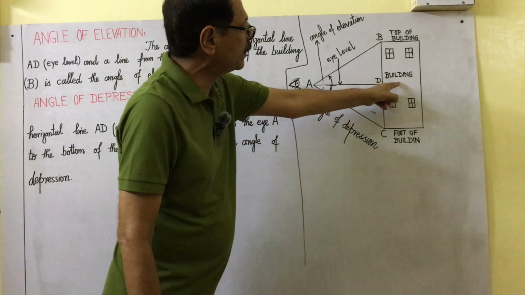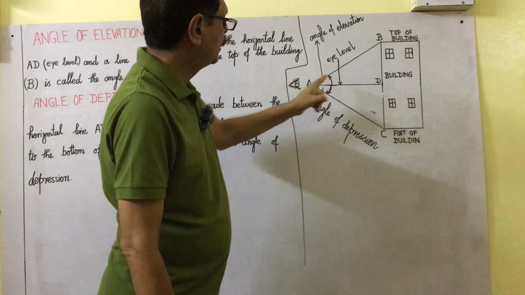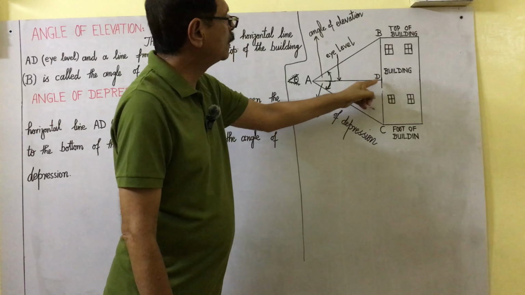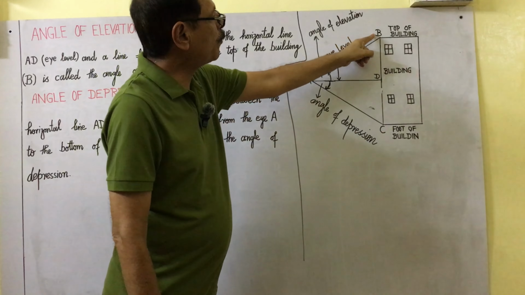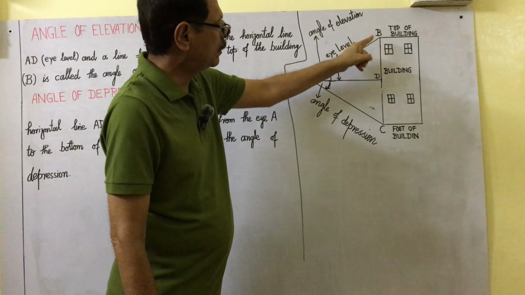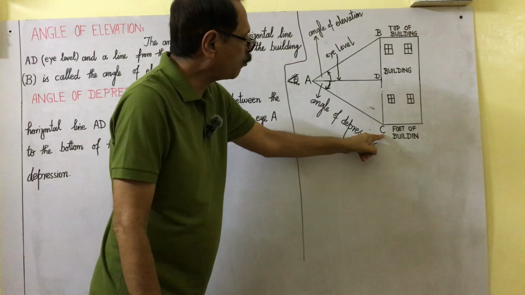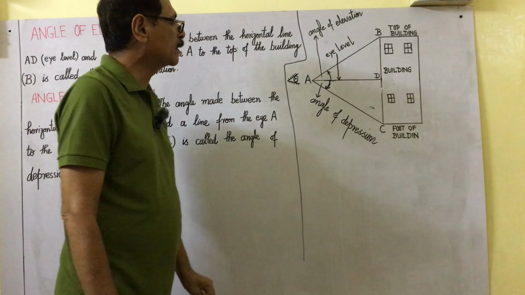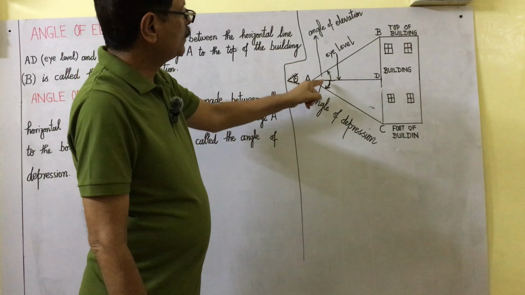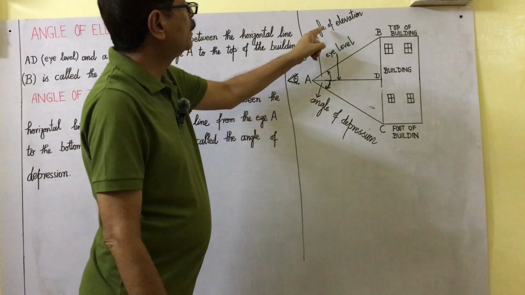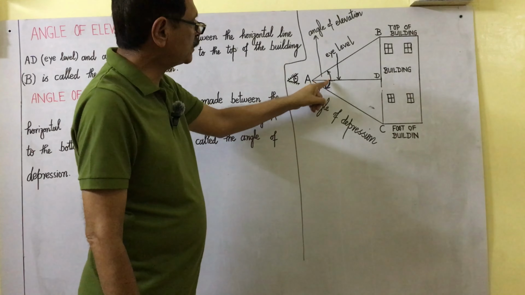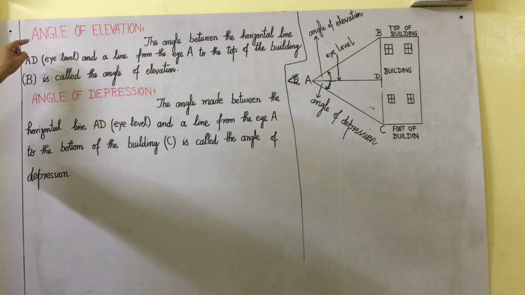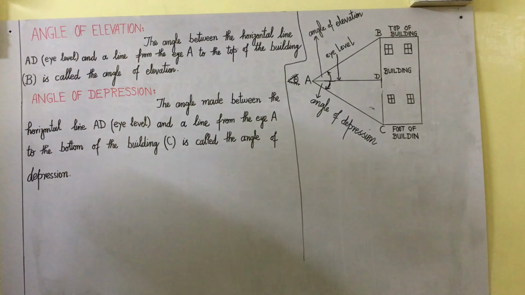This is a building, this one. This is an eye, horizontal line, top of the building point B, foot of the building point C. AD is the horizontal line. This angle is the angle of elevation, and this angle is the angle of depression. Let us see angle of elevation.